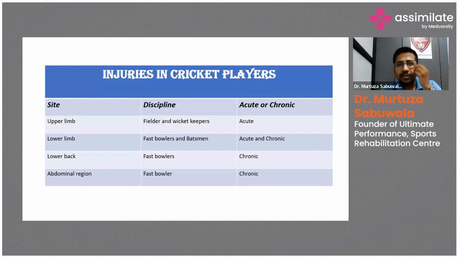So the injuries in cricket, we mainly divide into two categories, acute and chronic. For the upper limb, mostly the fielders and wicket keepers are involved, fielders for acute injuries. Lower limb injuries, fast bowlers and batsmen for acute and both chronic. Low back, we predominantly see low back injuries in fast bowlers, and abdominal injuries also in fast bowlers, and that is too chronic.